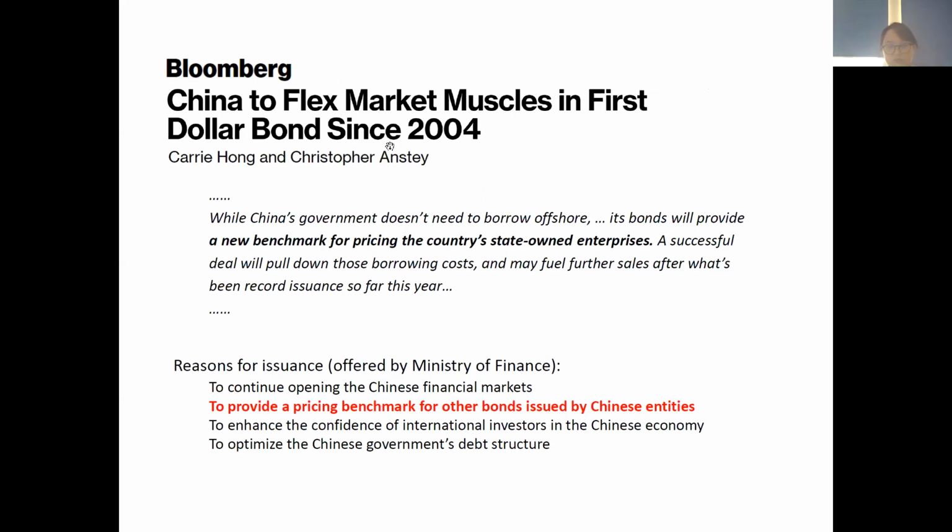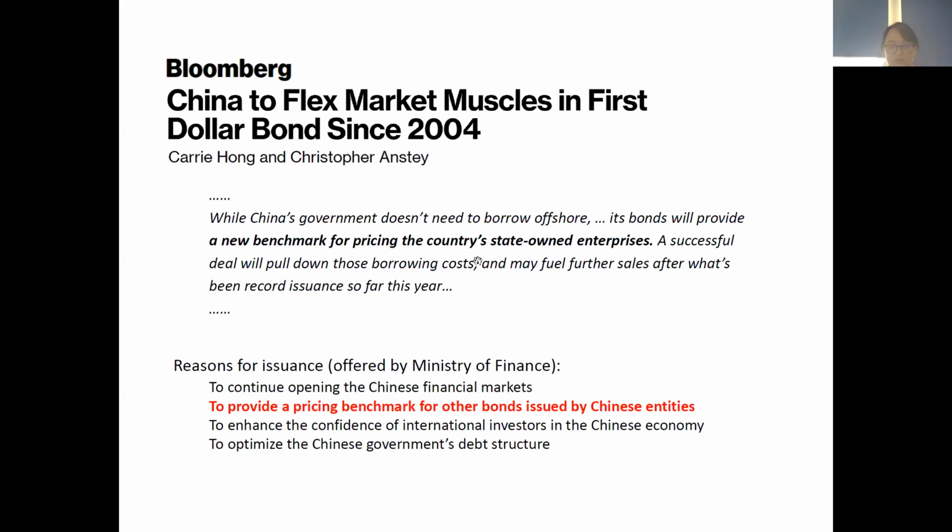And Bloomberg had a headline titled, China to flex market muscles in first dollar bond since 2004. They say in the article that while China's government doesn't need to borrow offshore, its bonds will provide a new benchmark for pricing the country's state-owned enterprises, and a successful deal might cut those borrowing costs. That's exactly the article that motivated our original research.